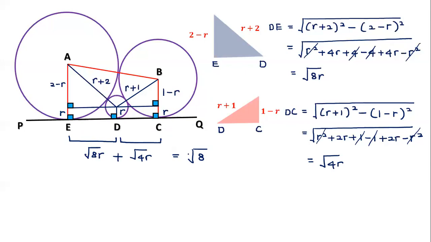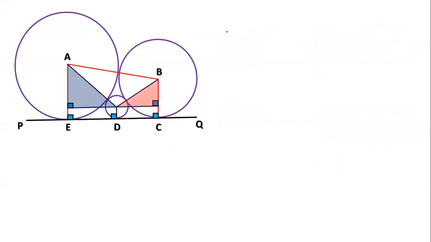Once you solve this, that means you already managed to get the r. Okay, got it? So I think I need to move on to the next slide. Easy. Okay, let me do here. Square root of 8r plus square root of 4r equals square root of 8.